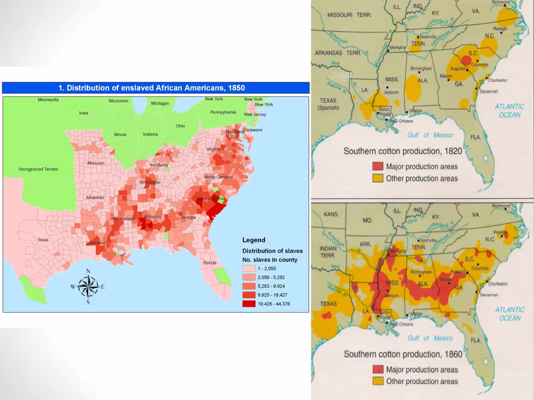If you look at the top right map, you can see Southern cotton production in 1820. The major areas were South Carolina. You've got other spots, but South Carolina's got the biggest blob right there. If you look down in 1860, it's the whole South. I mean, you've got Mississippi, Alabama, Georgia, South Carolina, a little bit in North Carolina. You've got some in Texas and Louisiana. So cotton really grew because of the cotton gin.